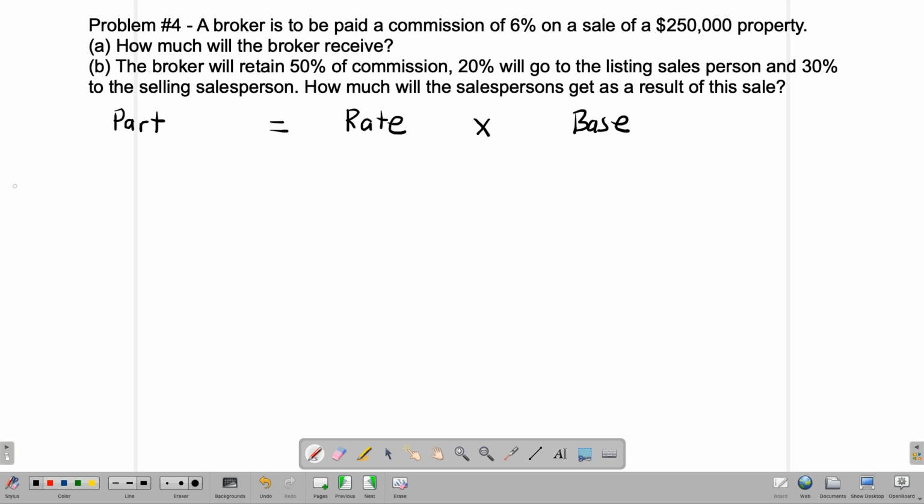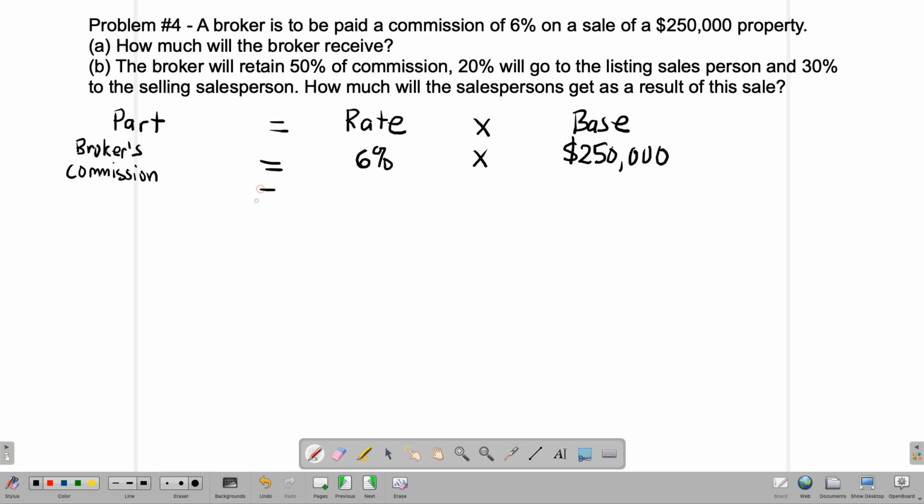In this case, the part would be the broker's commission. The rate is mentioned in the problem above. It says a commission of 6%, so 6% would represent the rate. And we have a sale price of $250,000, so the base would represent the $250,000. What we're trying to solve is the broker's commission.